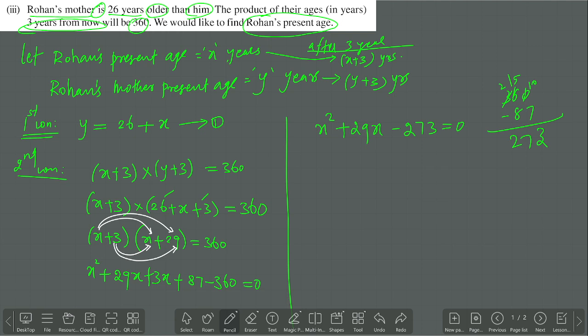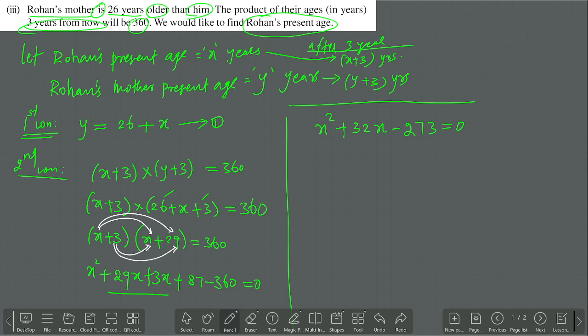We couldn't add that 3. We should add here. We should add 29 plus 3. That we should add here. Okay. So 32x. Now this is required or no? Right. Where x is what?